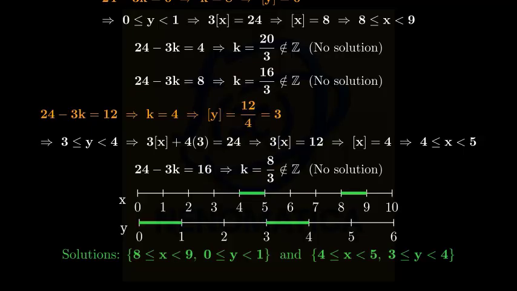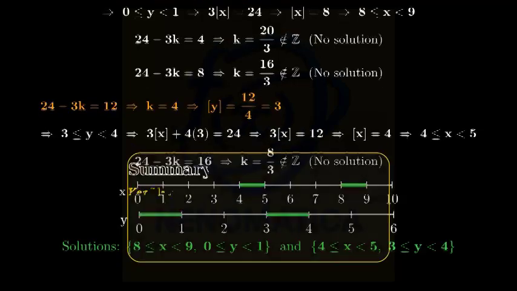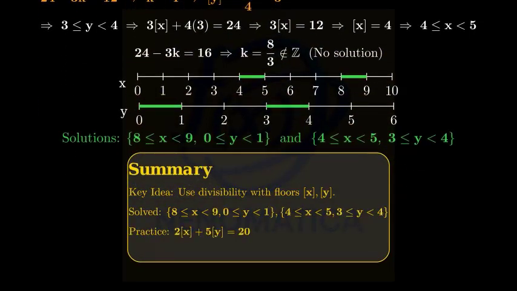Summary: we used isolation, division, and integer divisibility to solve a floor function equation. We validated 2 solution intervals and visualized them. For practice, try 2 bracket x plus 5 bracket y equals 20.